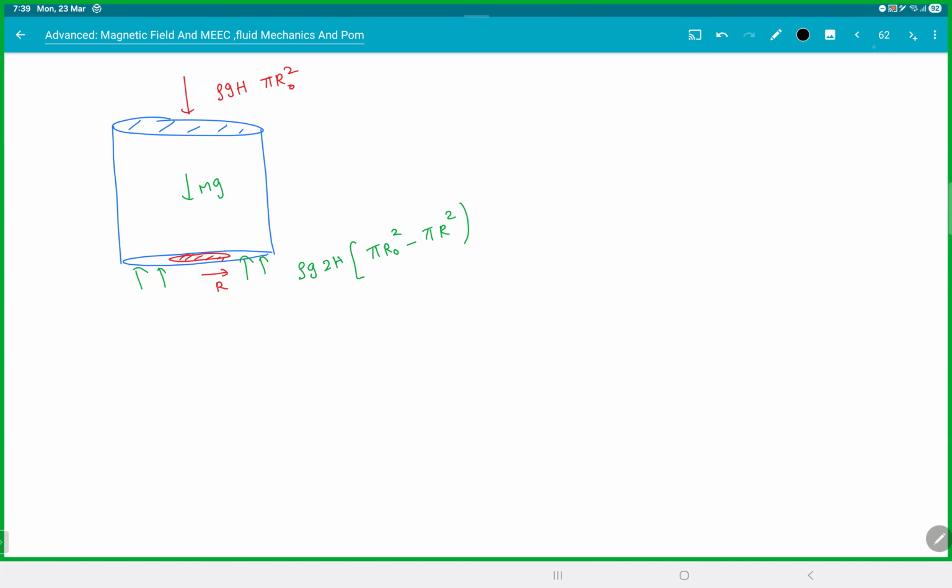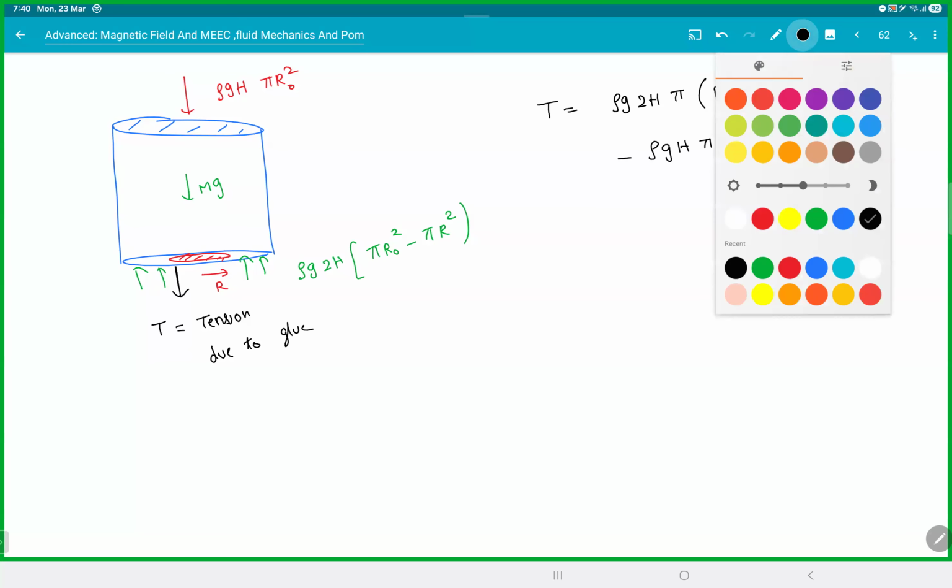And what is he asking? And there is also normal reaction, right? So there is something holding here, the glue. This is the tension due to the glue. You can just think of the glue as some kind of a string. So we get tension T will be rho g 2h pi (R naught square minus r square) minus mg minus rho g h pi R naught square. You're done. He's asking when will this become zero? Equate to zero. From there you'll get r.